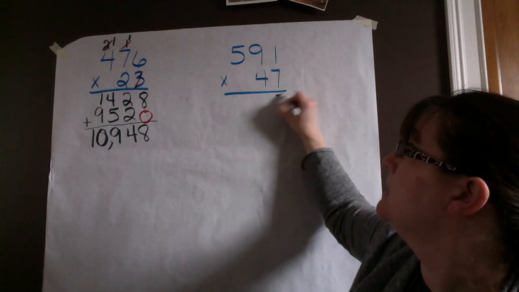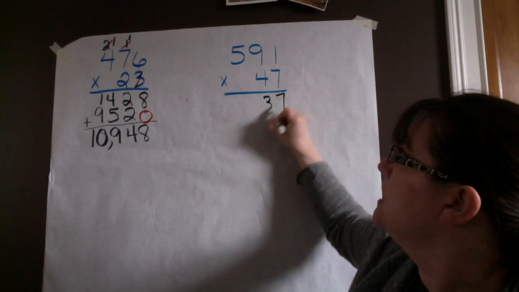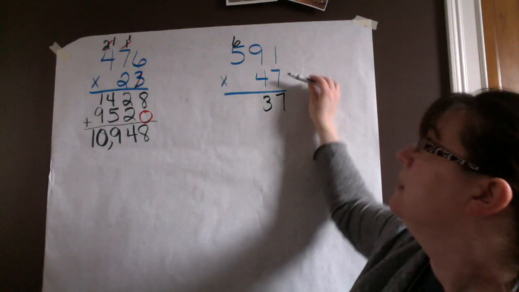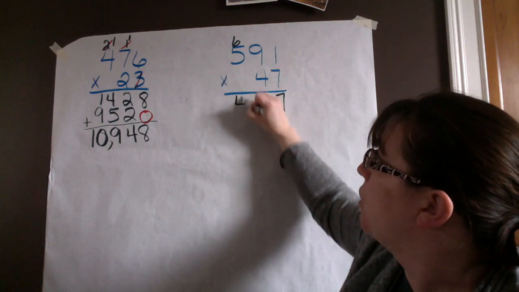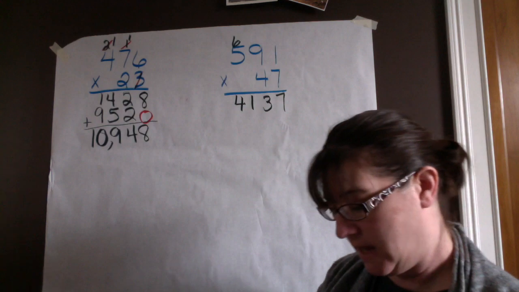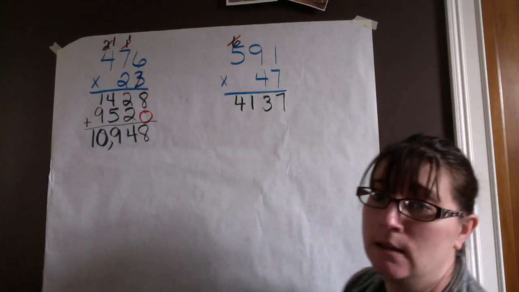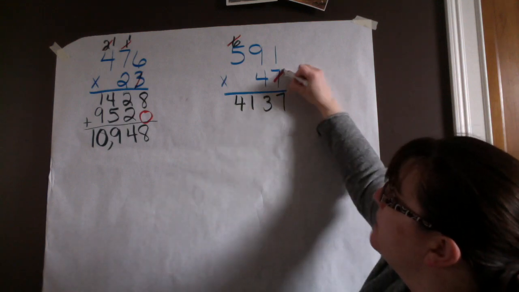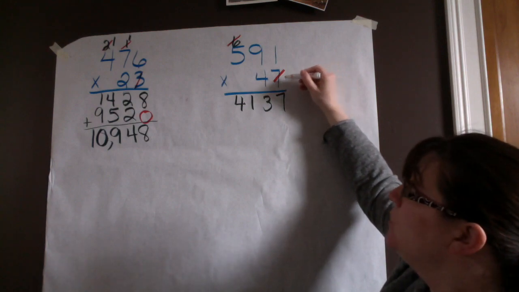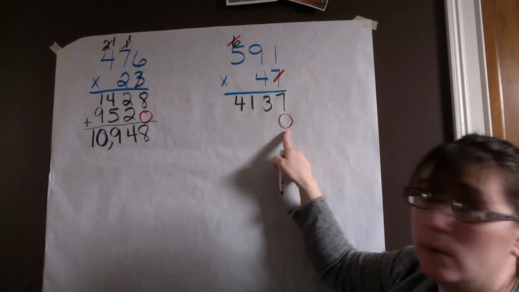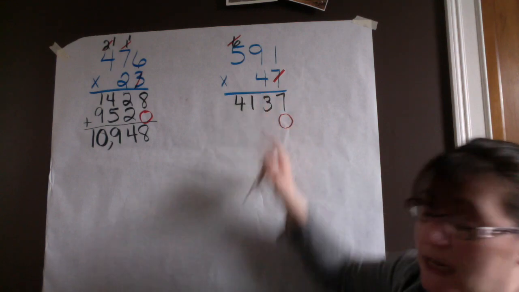So 7 times 1 is 7. 7 times 9 is 63. Make sure you carry that 6. 7 times 5 is 35, plus 6 more is 41. Okay, I am done. I want to cross out these numbers up here I carried so I don't accidentally use them again. Okay, I'm done with the ones place. So if I want to cross it out, I can. I have to put a 0 in the ones place. Since I'm multiplying times my 10 now, I want my first answer to start in the tens place.